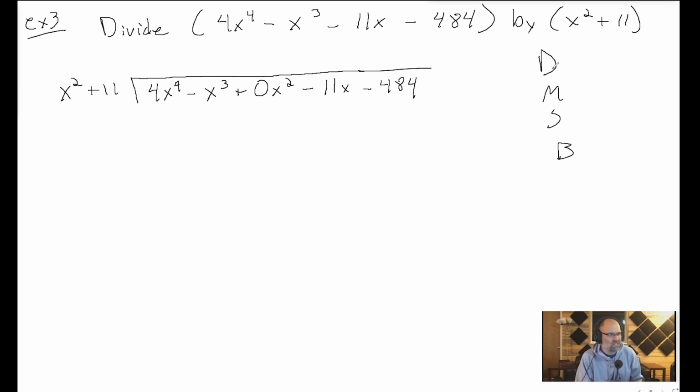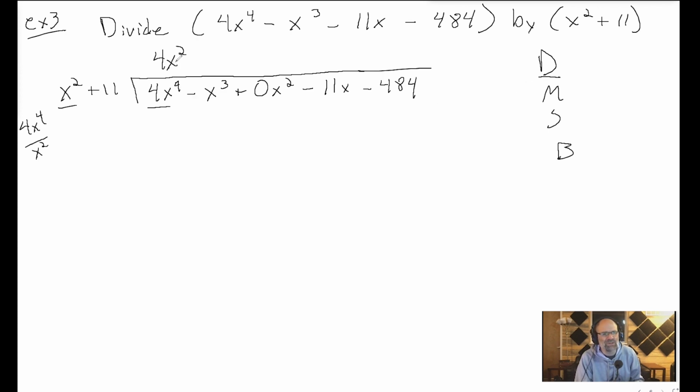Okay, so I'm going to put dirty monkeys smell bad over here. First step, divide. Remember, you're just dividing your first term. And this time, instead of dividing by an x, you're dividing by an x squared. So instead of subtracting 1 from 4, you're subtracting 2 from 4. But if you need to write it out, write it out. 4x to the 4th divided by x squared is just 4x squared. Okay? So far, so good?